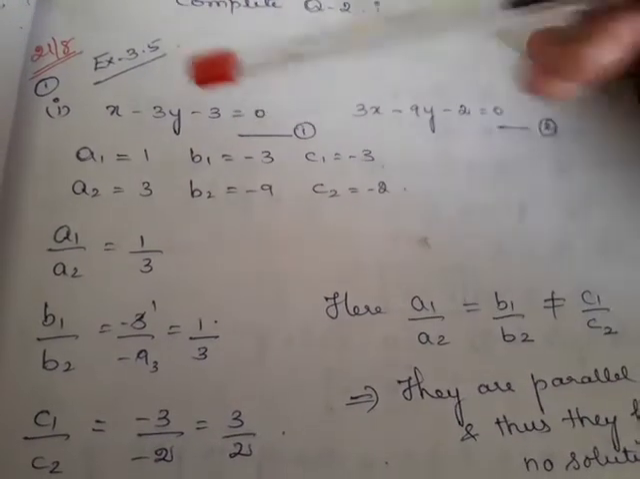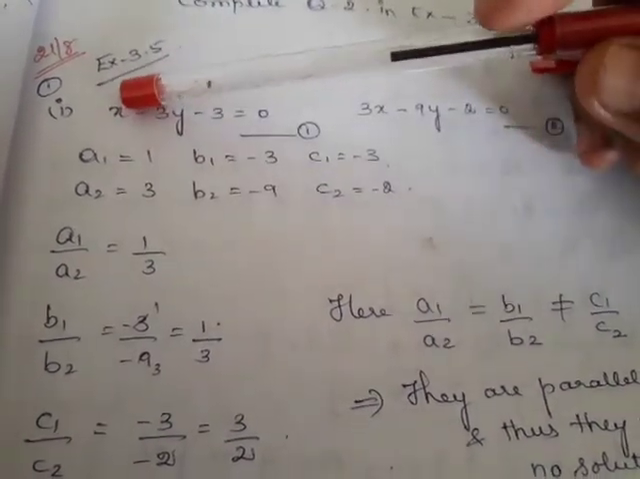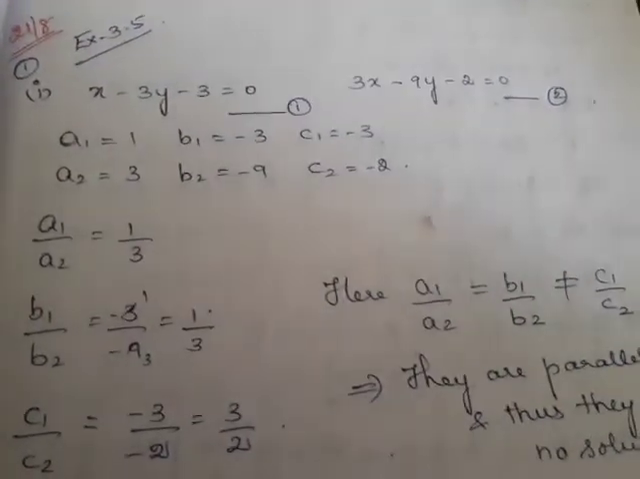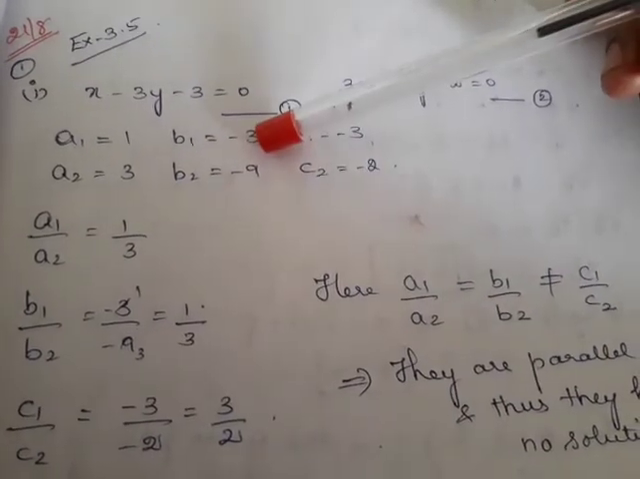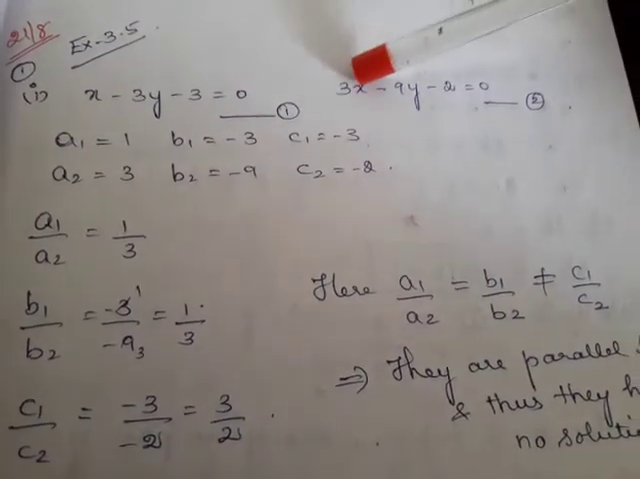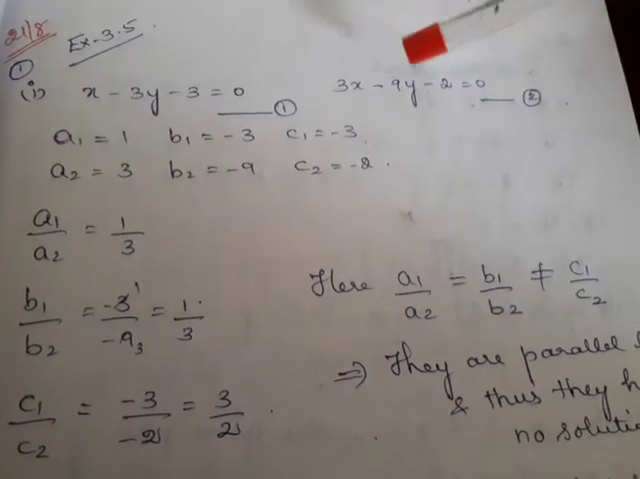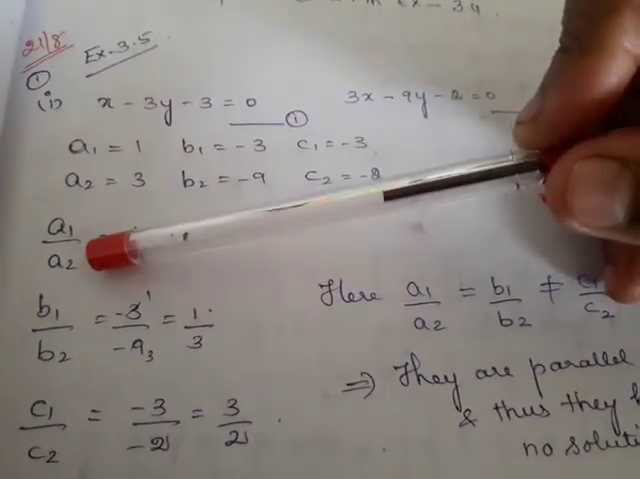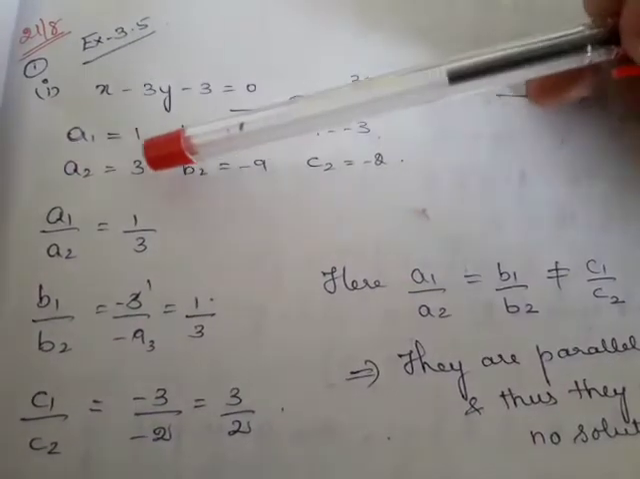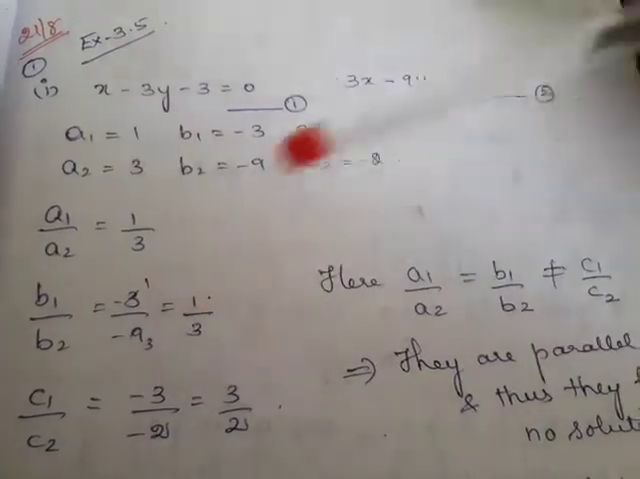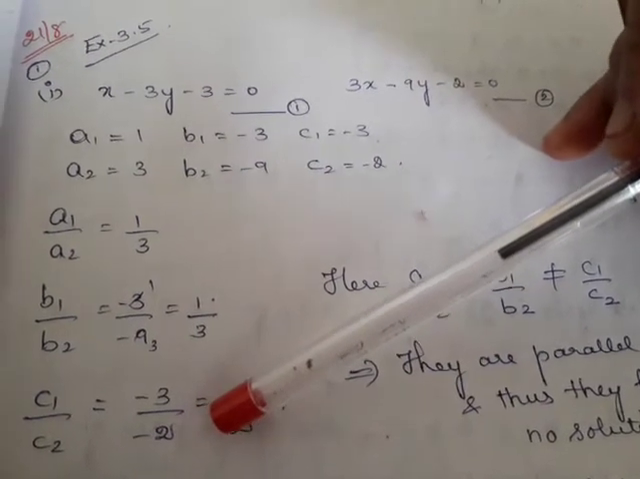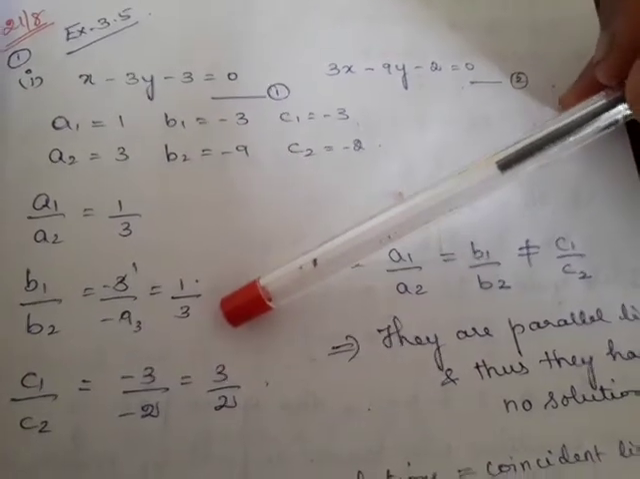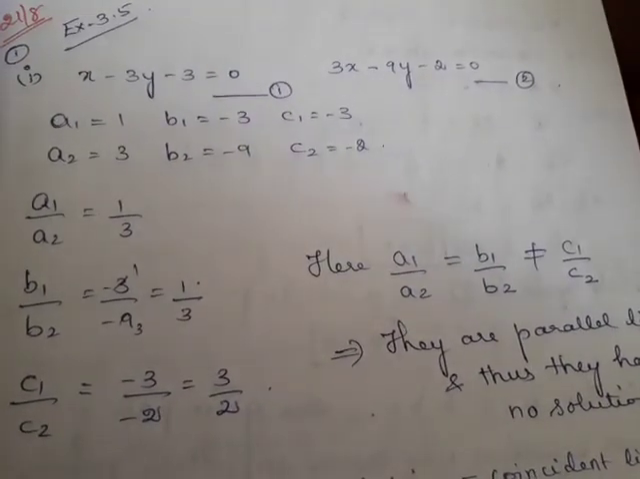So you can proceed. a1 equal to, what is the coefficient of x in the first equation? 1. And b1 is the coefficient of y. Along with the sign only you should take, keep remembering. So minus 3, and the constant is minus 3. Similarly, from the second equation, a2 is 3, b2 is minus 9, c2 is minus 2. Now find the ratios a1 by a2, b1 by b2, c1 by c2: 1 by 3, minus 3 by minus 9, minus 3 by minus 2. And also you should not compare the ratios as such. Simplify them as much as you can and then compare.